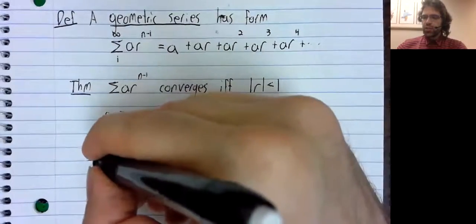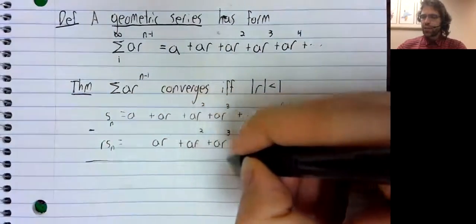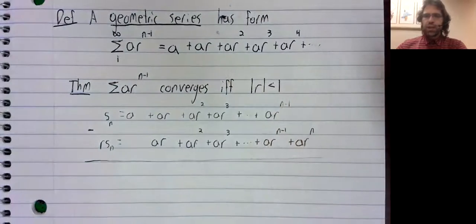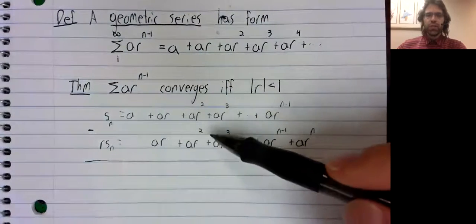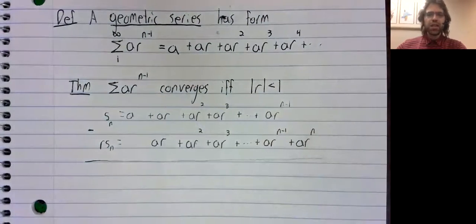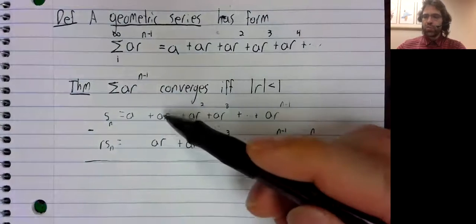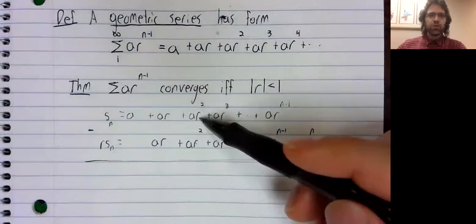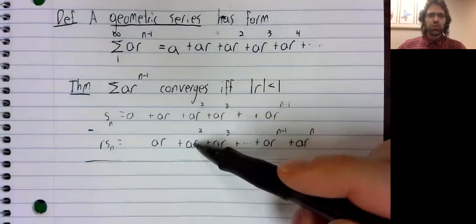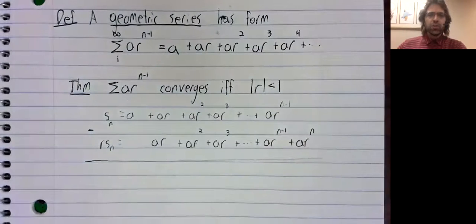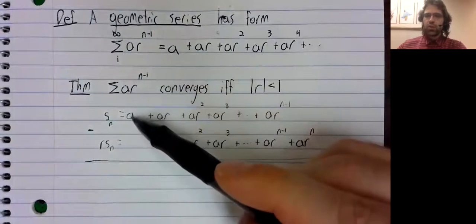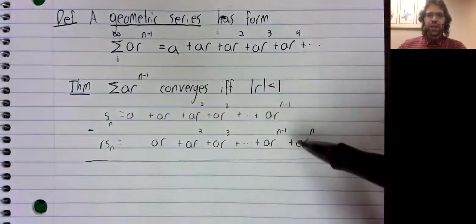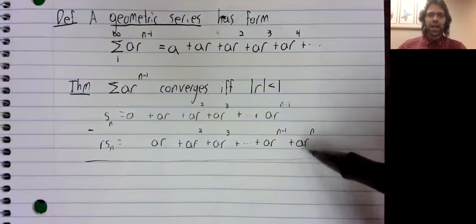Now we're going to subtract. And of course, over here, virtually everything cancels. AR minus AR, AR squared minus AR squared. The only terms that don't just cancel out when you subtract are this A and this AR to the n.